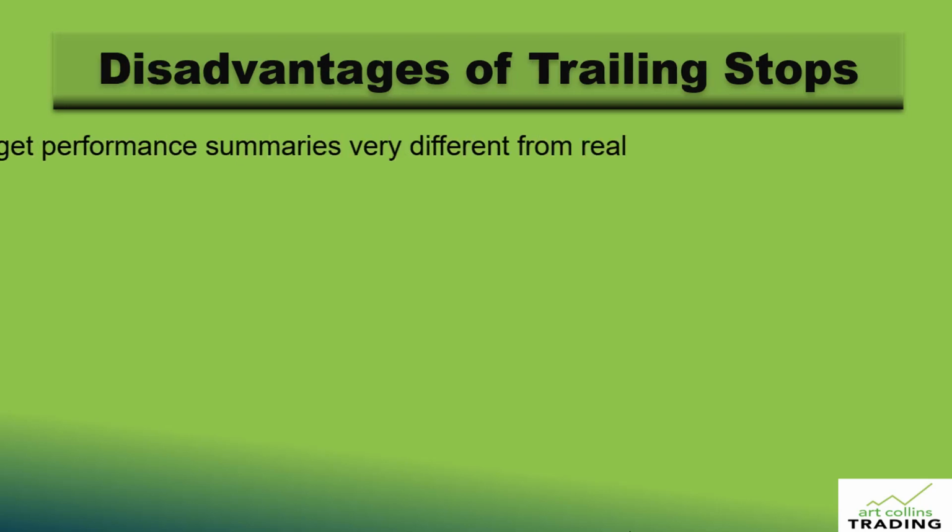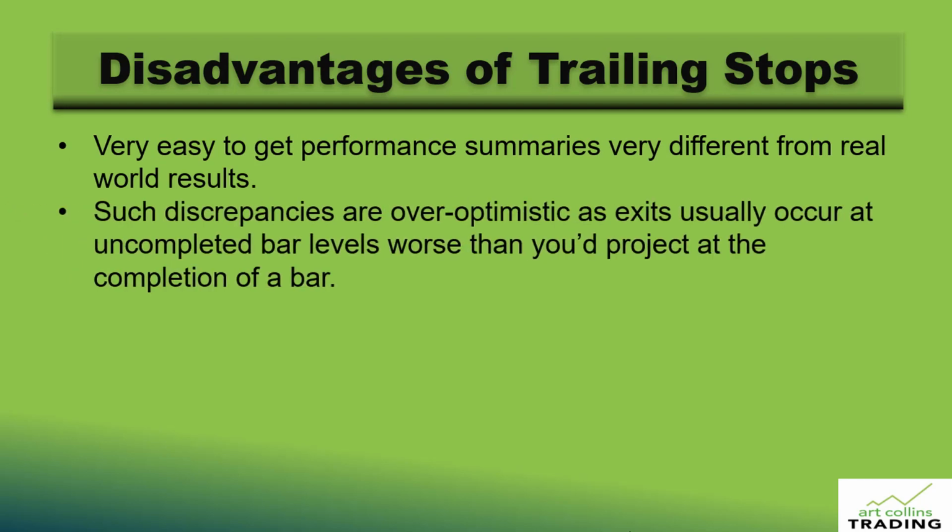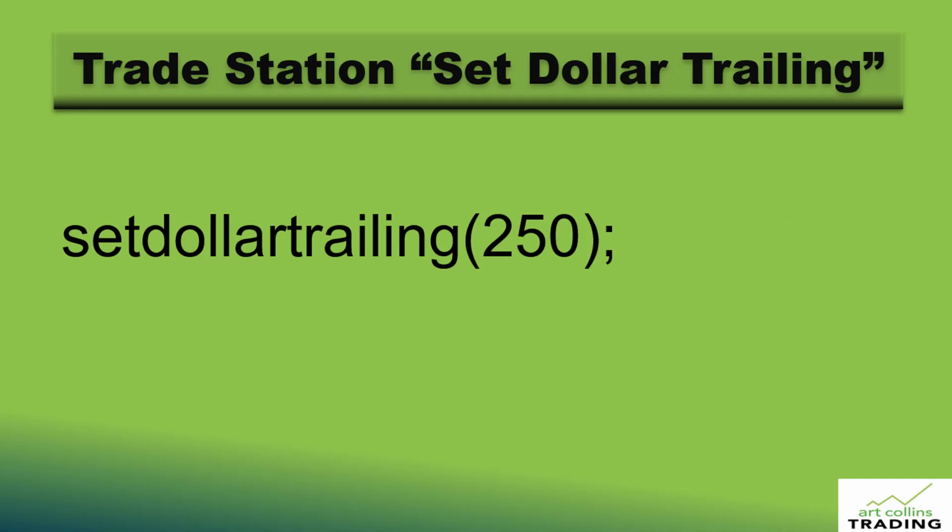Disadvantages: it's very easy to get performance summaries vastly different from real-world results. And such discrepancies are over-optimistic, as exits usually occur at uncompleted bar levels worse than you'd project at the completion of a bar. You have to be especially wary of canned commands for trailing stops in TradeStation, or I assume other platforms as well.